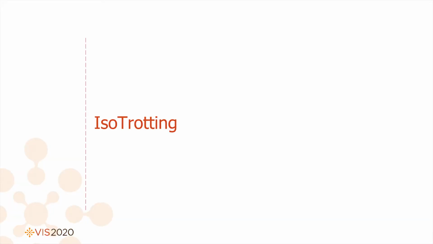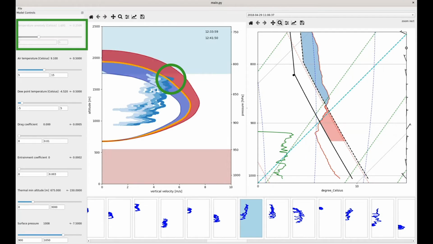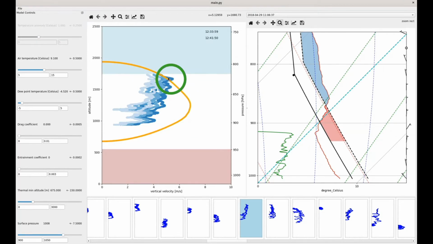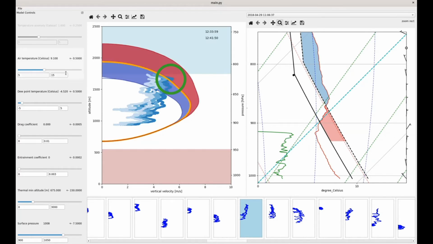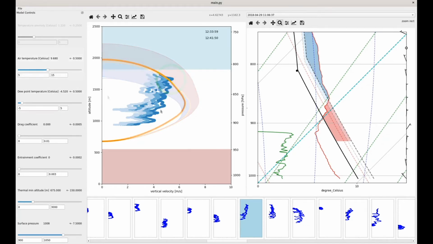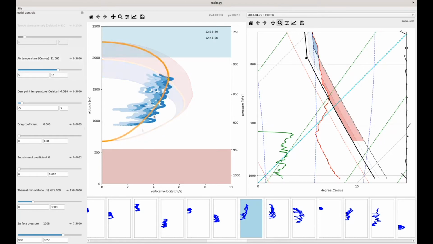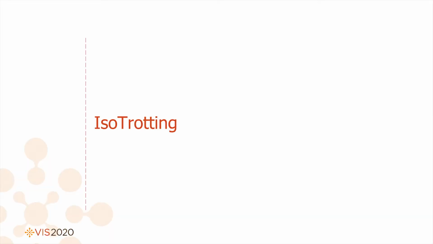We've therefore introduced IsoTrotting. With IsoTrotting, the user can select a single point in the output space together with a bound parameter. This bound parameter would be automatically adjusted by the tool such that the model always passes through the selected point. We call this point an anchor point, and an example can be seen here. The temperature anomaly was chosen as the bound parameter, and by adjusting the air temperature, a user can quickly understand the relationship between these two parameters.